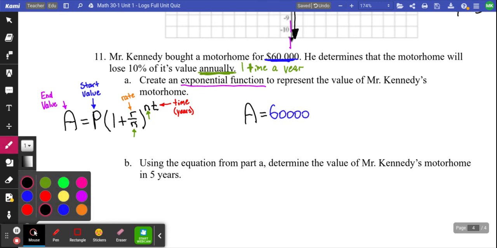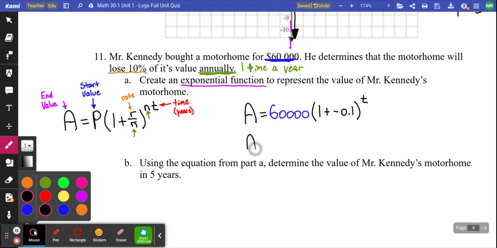He determines that the motorhome will lose 10% of its end value annually. So that's my rate, right? 10%. But I'm losing 10%. So my rate is minus 0.1. I'm losing, so it's negative 10%, as a decimal is 0.1. And then to the power of n, which we don't need because it's annually, so it's just 1 to the power of t.